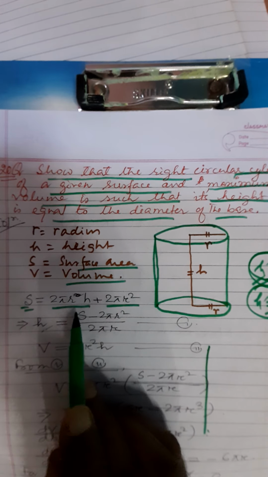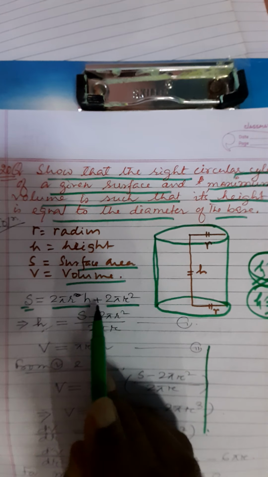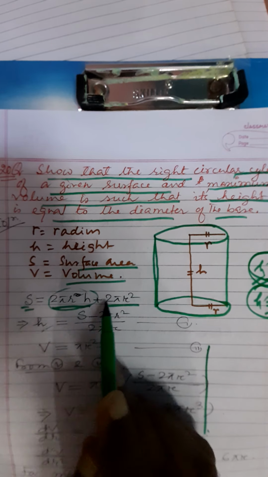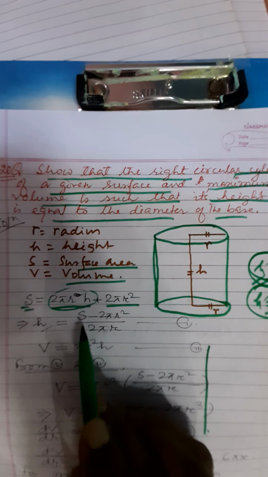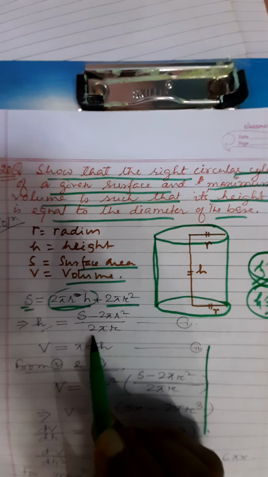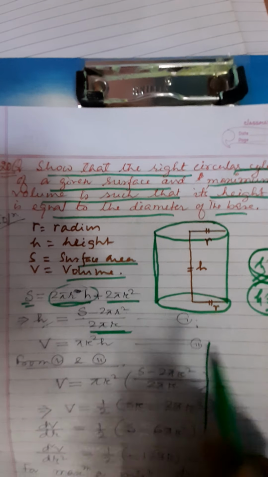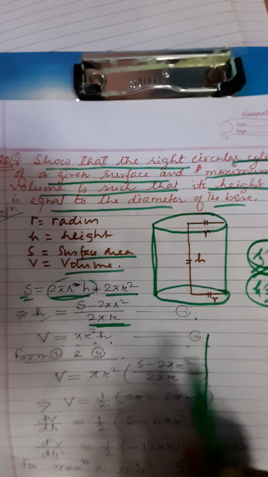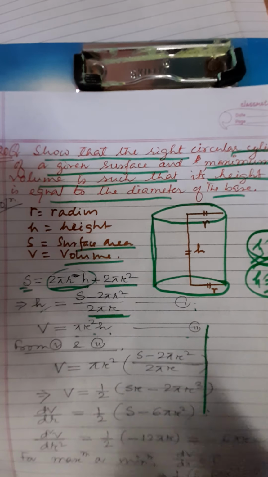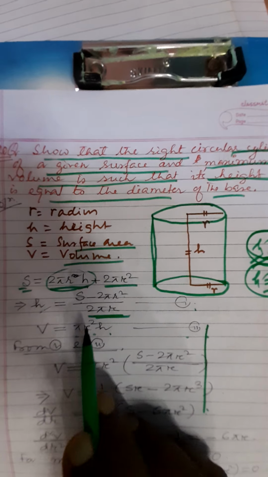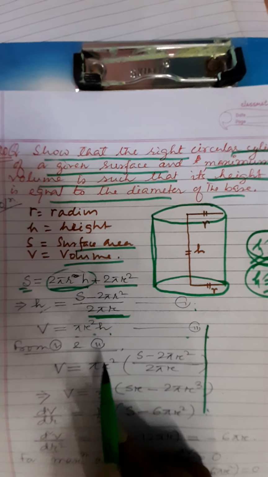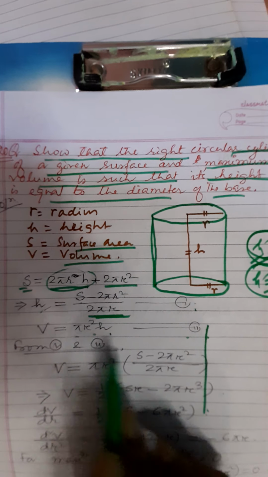So twice pi RH is equal to S minus twice pi R square, so H is equal to S minus twice pi R square over twice pi R. This is number 1. And V is equal to pi R square H, number 2. Now from these two equations, what can we say? Put the value of H in number 2.